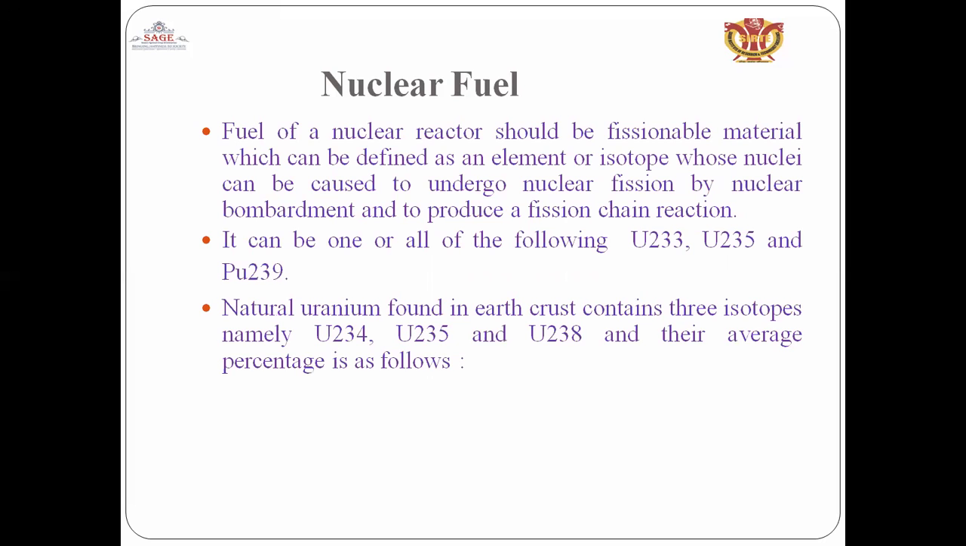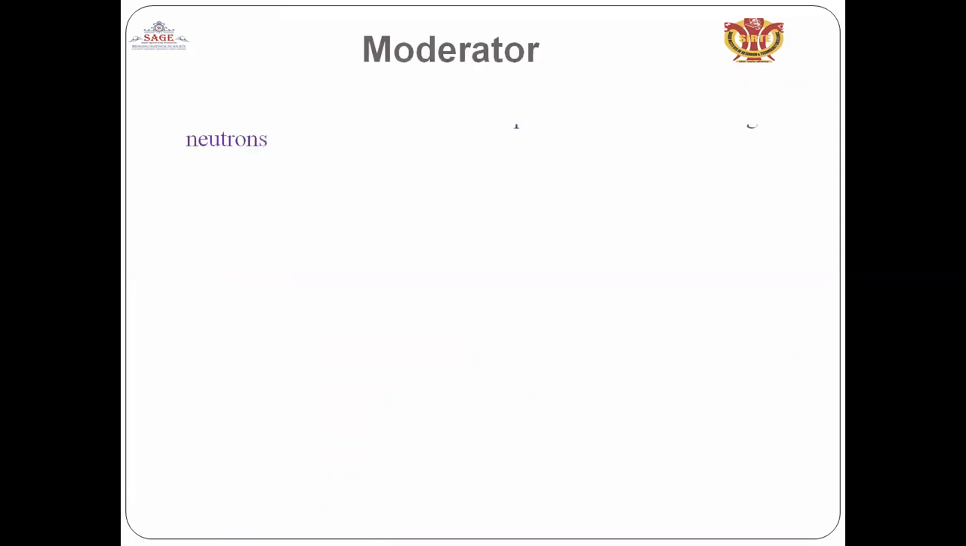Natural uranium found in the earth's crust contains three isotopes, namely uranium-234, uranium-235, and uranium-238. And their average percentage is as follows. तो uranium-238 का percentage जो रहता है 99.3%, uranium-235 का जो percent रहता है 0.75%, uranium-235 जो रहता है वो tracing की form में रहता है.